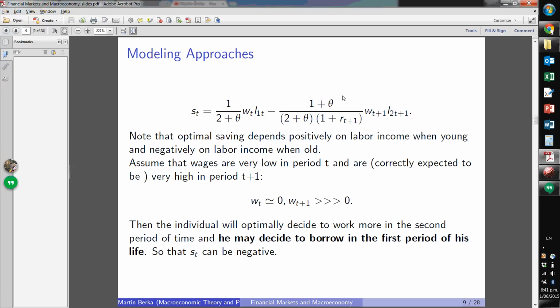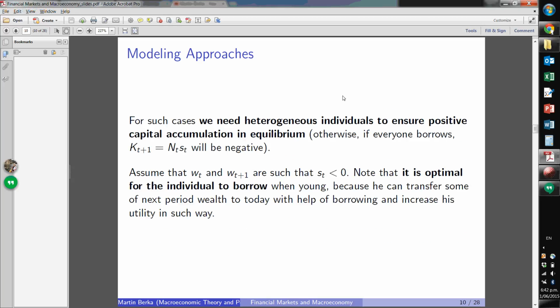So basically, S can be positive or negative. One example where it could be negative is the situation in which you're only working when you're old, and you're not working when you're young, right? So if w_t l_{1,t} is 0, then w_{t+1} l_{2,t+1} is going to be positive optimally, and consequently savings is going to be negative. So, it's an optimal savings coming from the consumer optimization problem.